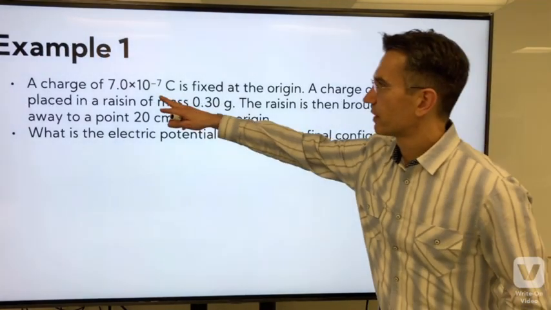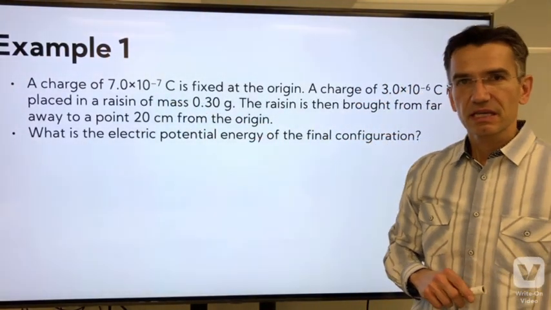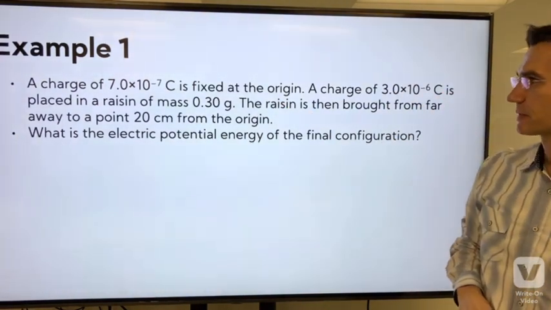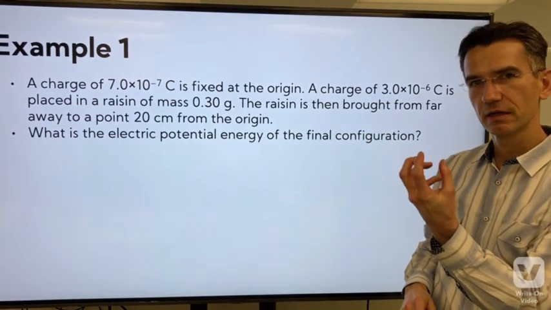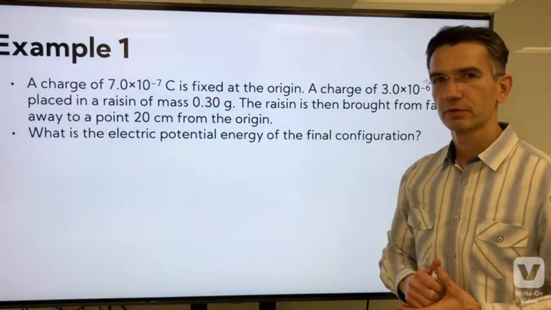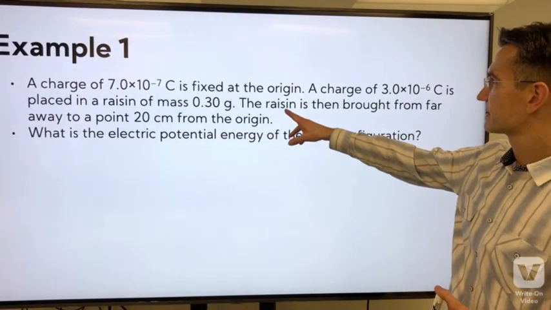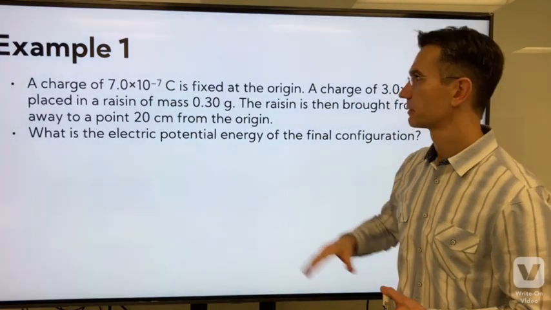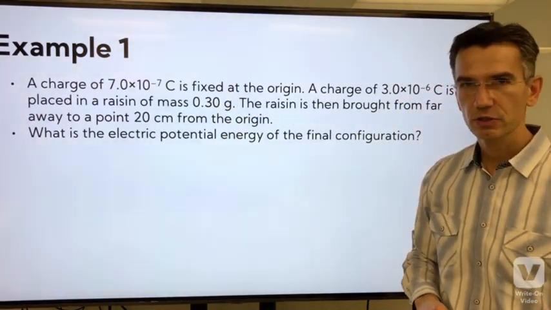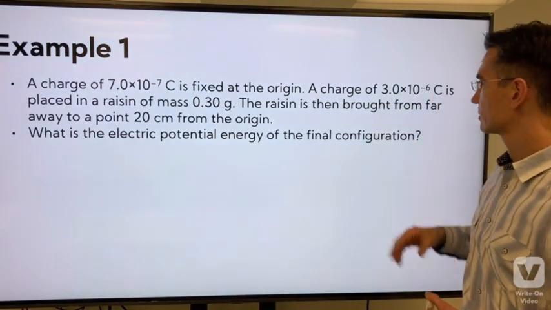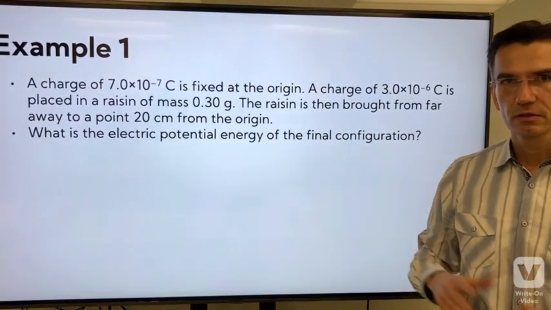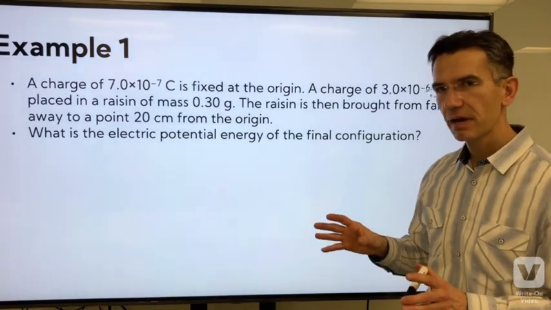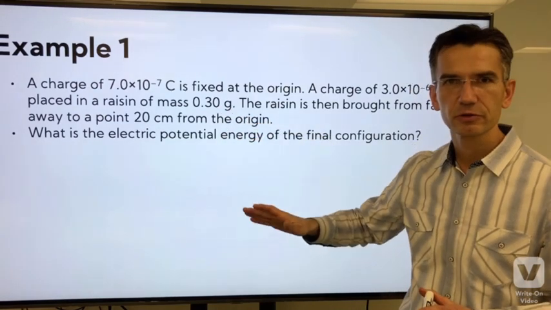We have a charge of 7 times 10 to the minus 7 coulombs at the origin, and another charge of 3 microcoulombs. That's now embedded in a raisin that has a mass of 0.3 grams. The raisin is then brought from very far away to a point that's only 20 centimeters from this charge at the origin. And the question is, what is the electric potential energy of the final configuration? The thing is that we are only concerned here with the electric potential energy, so in fact the mass of the raisin matters not.